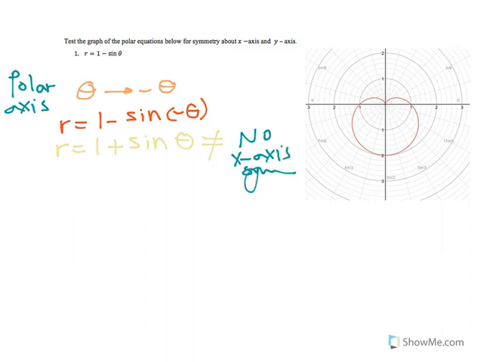Okay, so let's go ahead and do the y-axis, or the theta equal to pi over 2 line, or the y-axis.